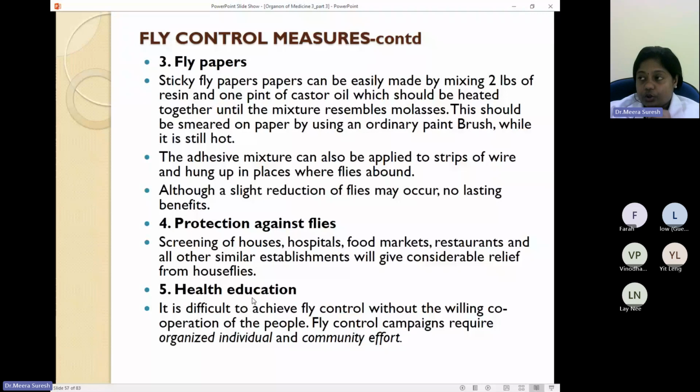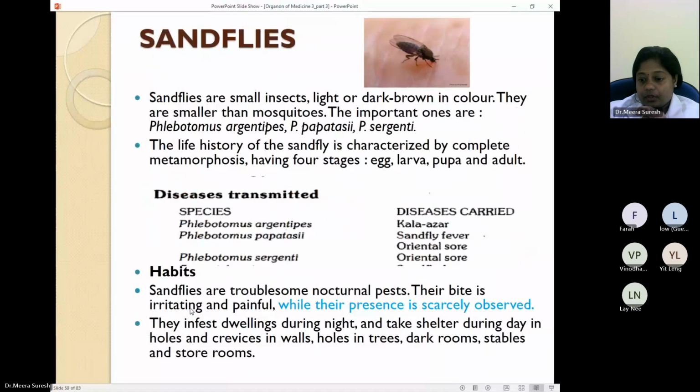And as we already told, if environmental sanitation is required, health education is the most important component, because to achieve fly control we need the cooperation of the people. It requires organized individual and also community effort.